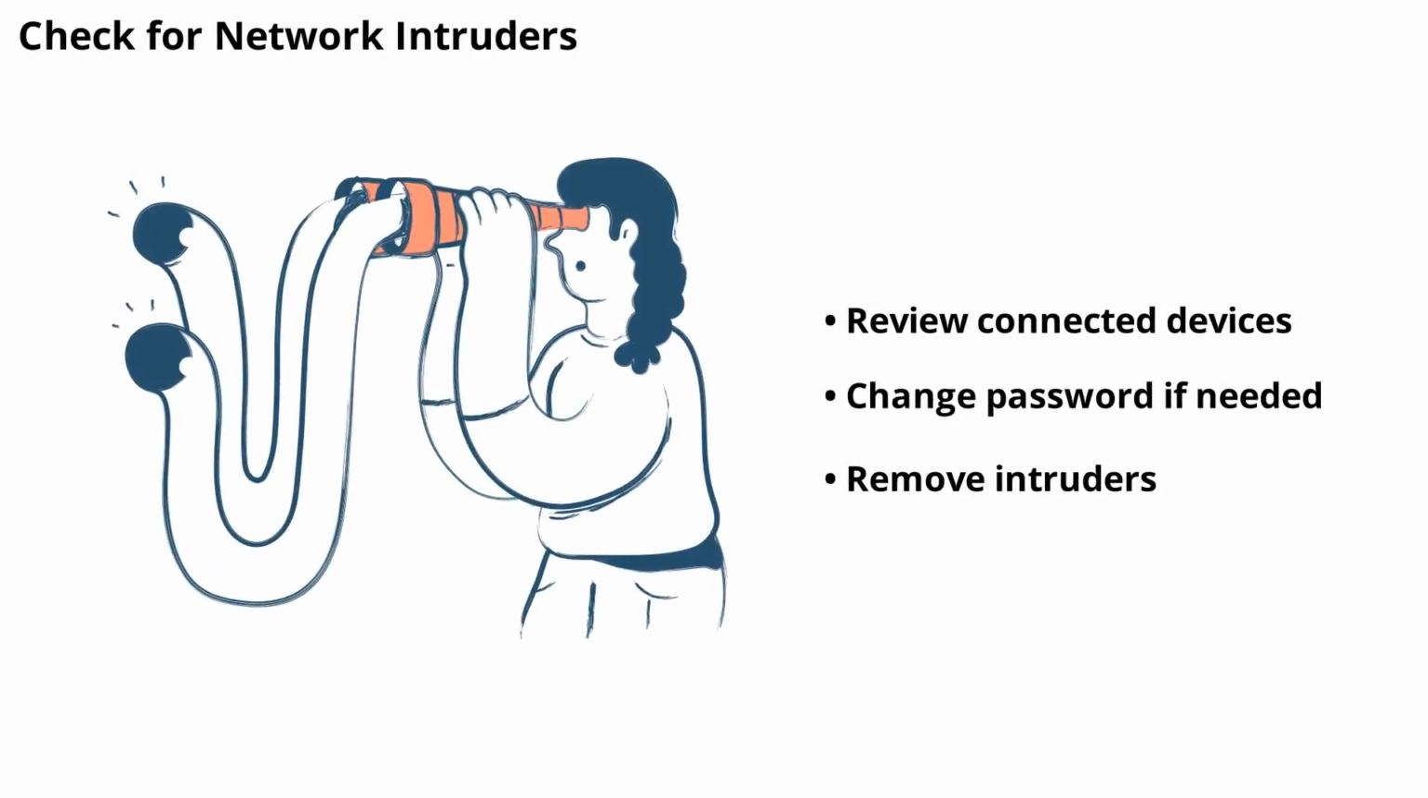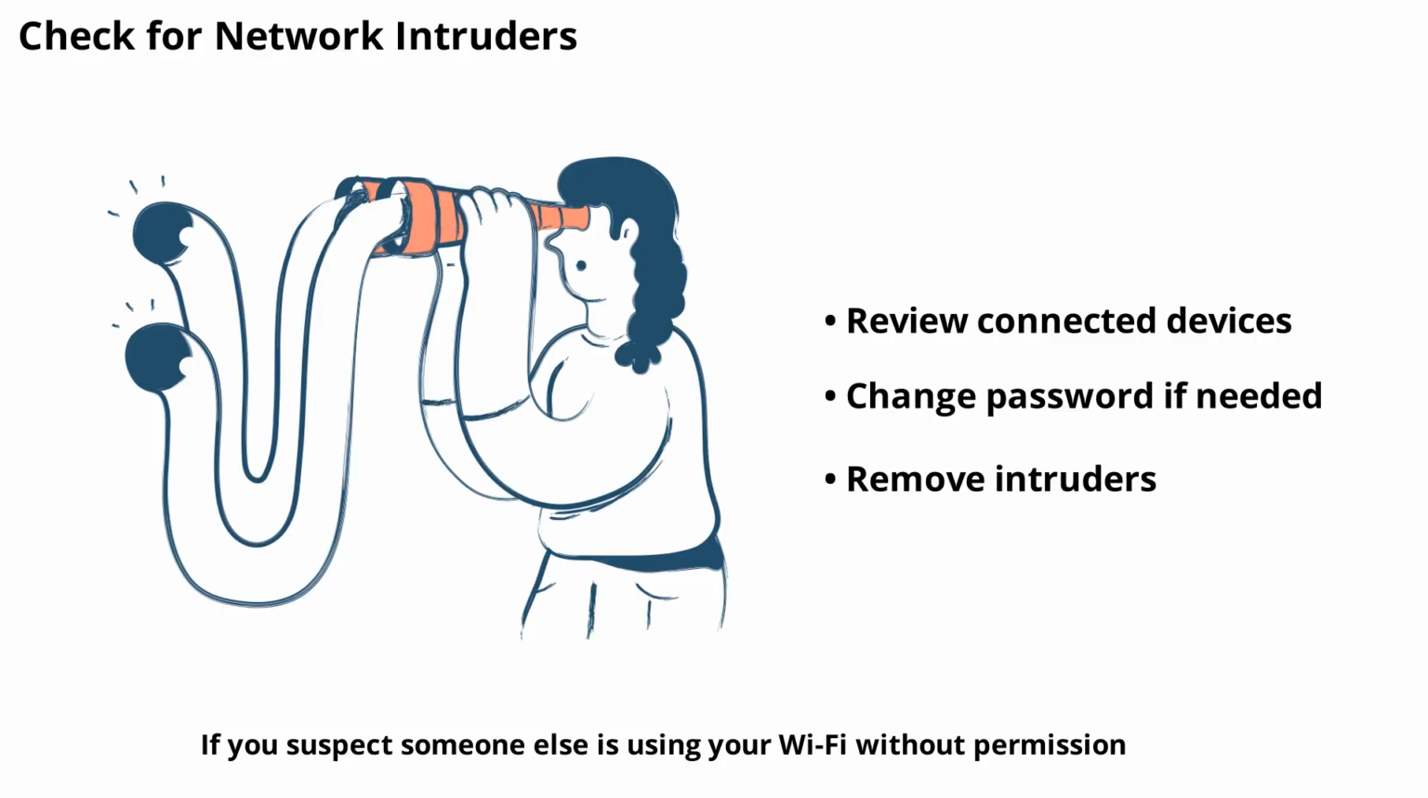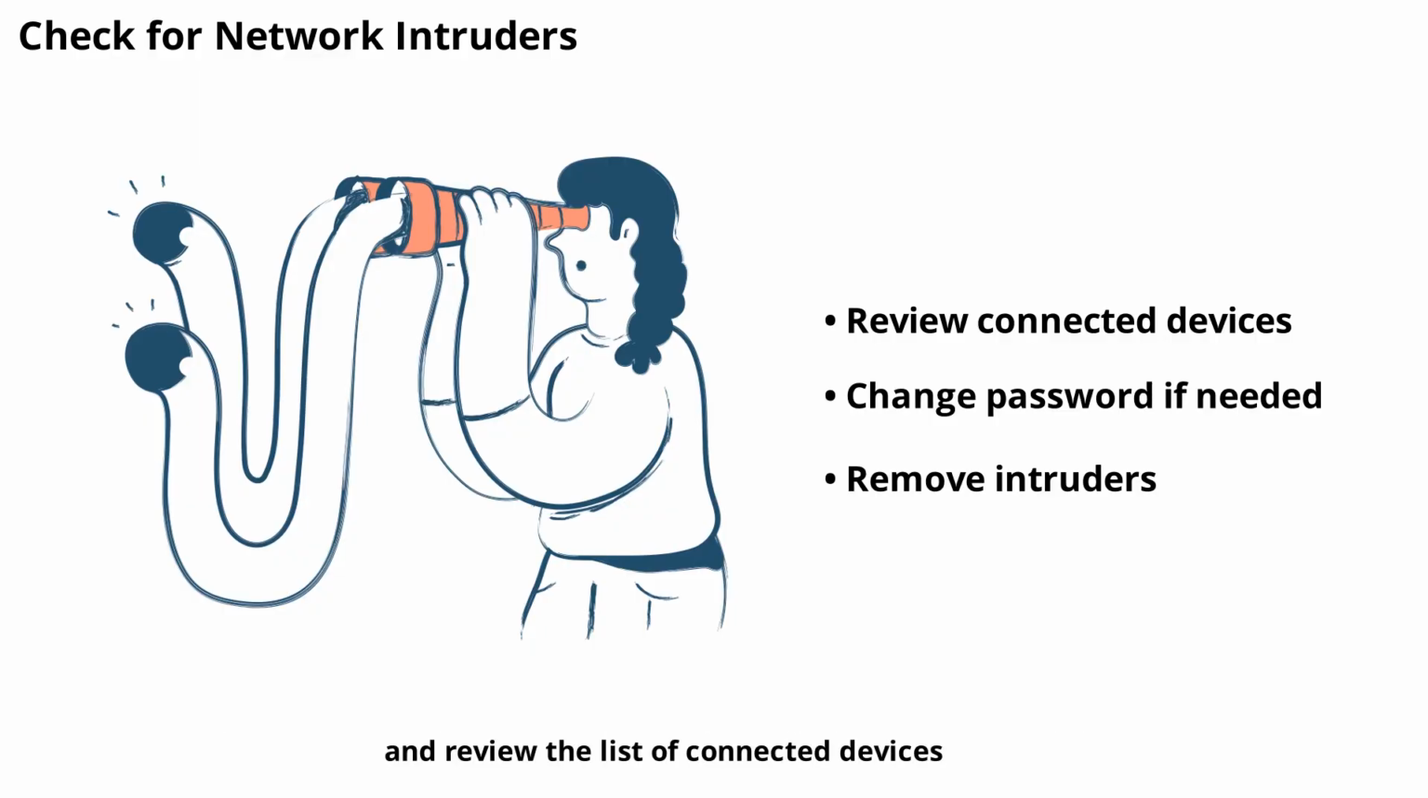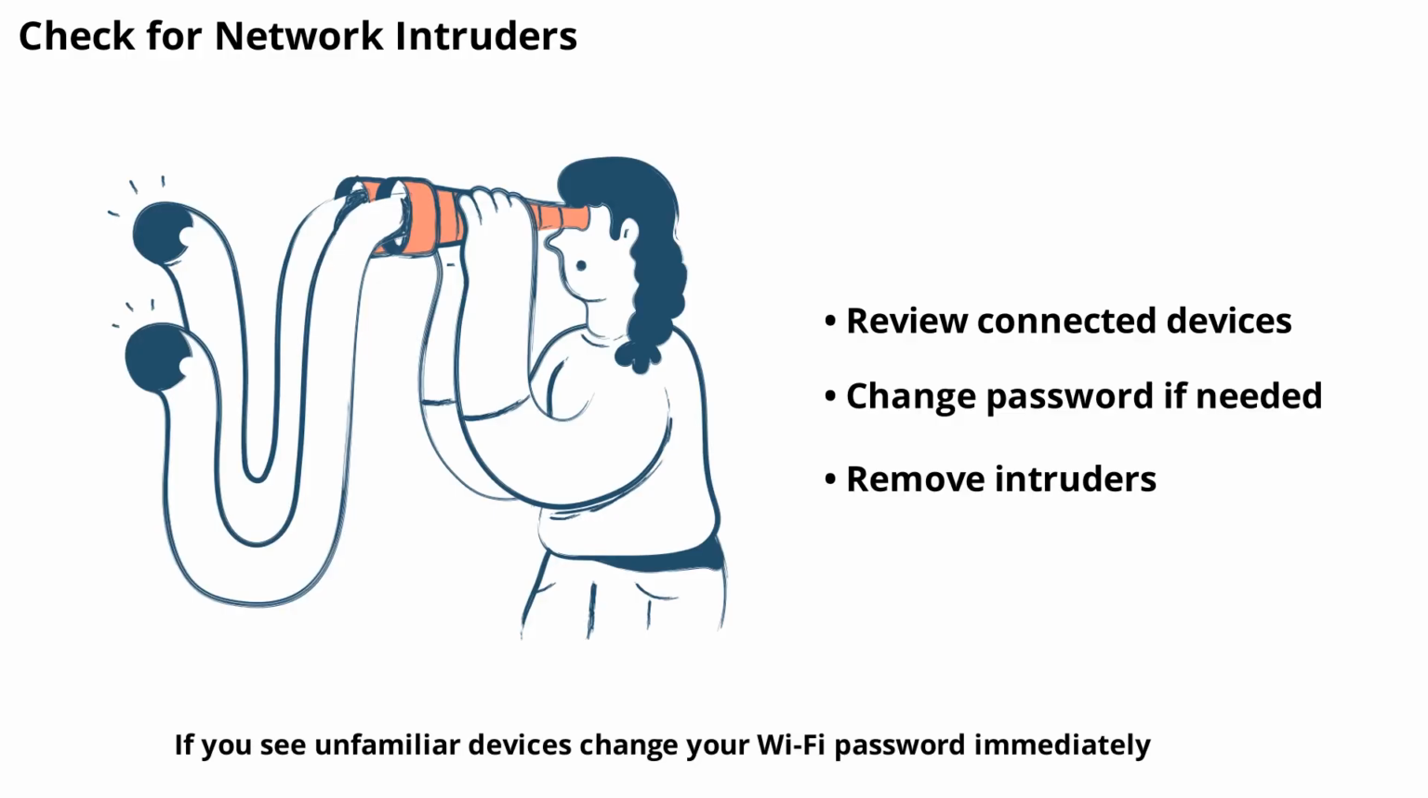If you suspect someone else is using your Wi-Fi without permission, log into your router's admin page and review the list of connected devices. If you see unfamiliar devices, change your Wi-Fi password immediately and reconnect only your trusted devices.